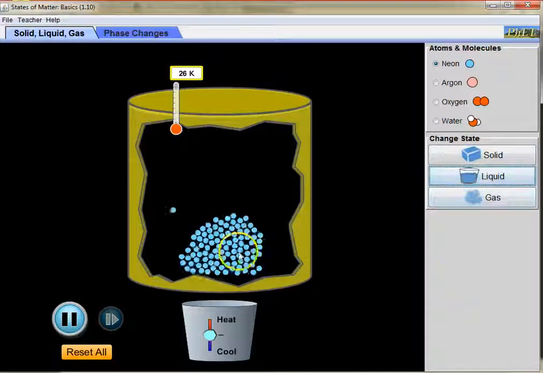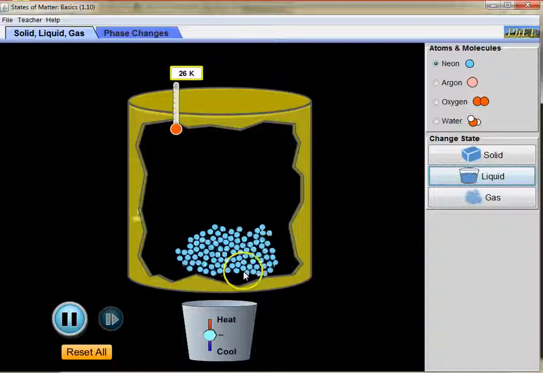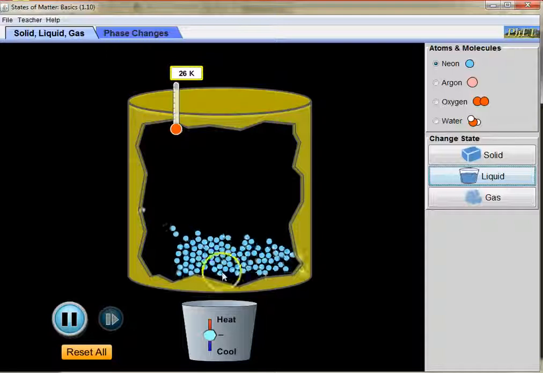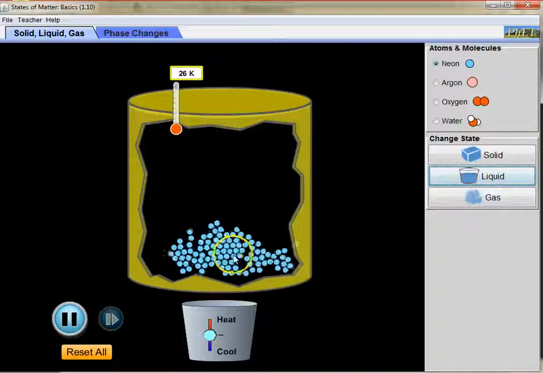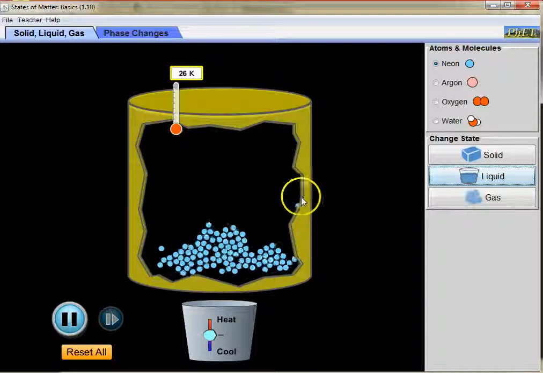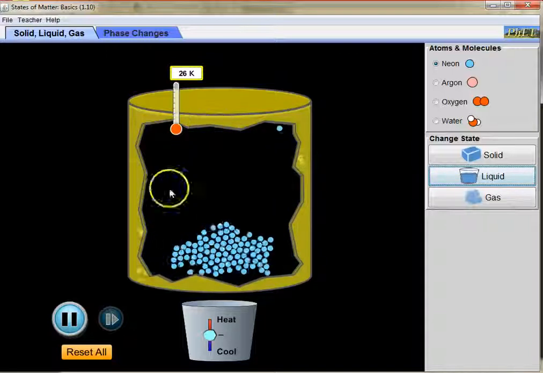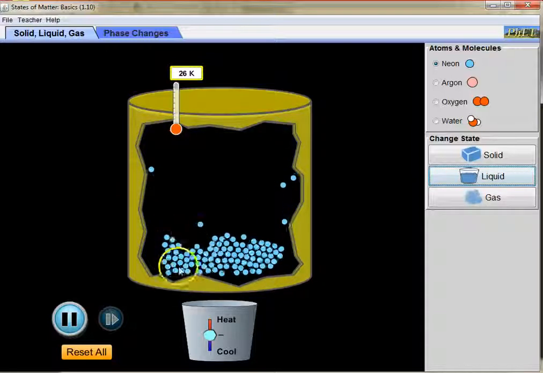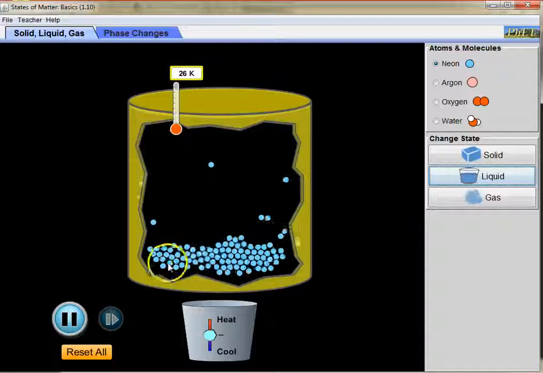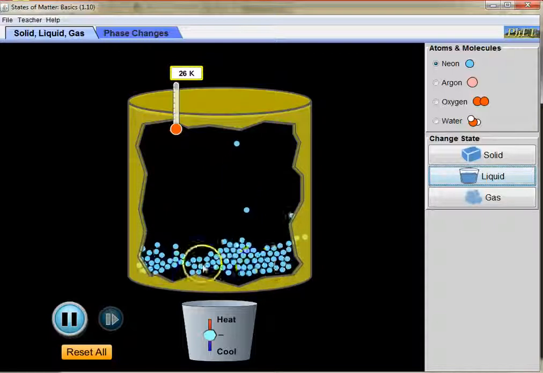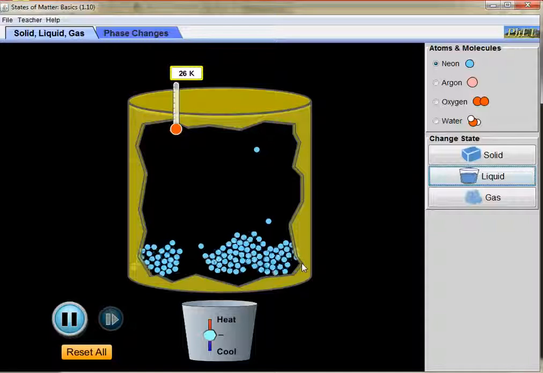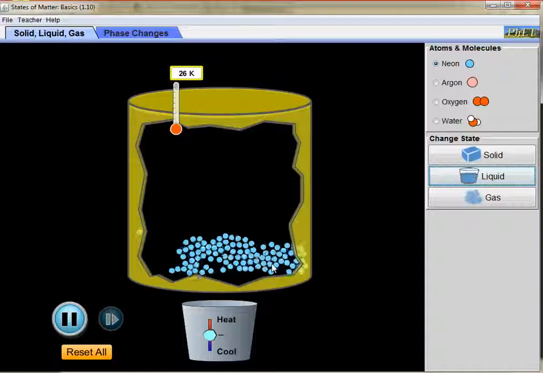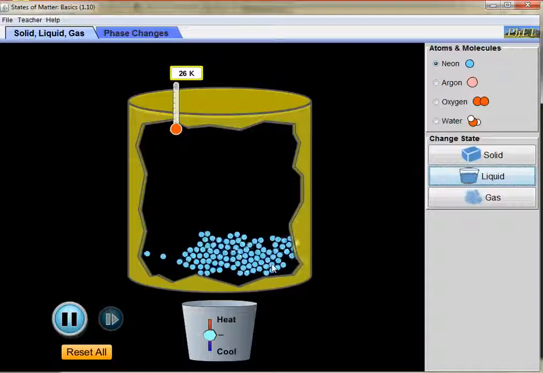In liquid, we see that particles can change the position. But they are still bound to the nearest particles, they are still connected to the nearest particle. Every once in a while you will see that some of the particles actually escape and go and collide with the wall of the container. But other than that, most of the particles are pretty much in the bulk. You can see it doesn't have a specific shape. It pretty much occupies the entire bottom of the flask, whatever it can. But you can clearly see that the particle has a larger motion in this case.